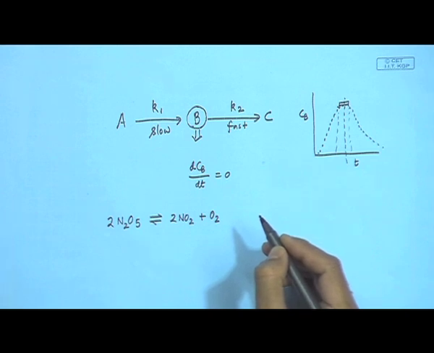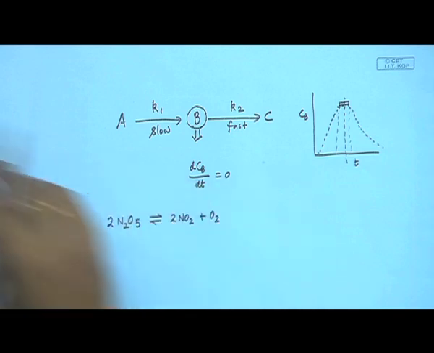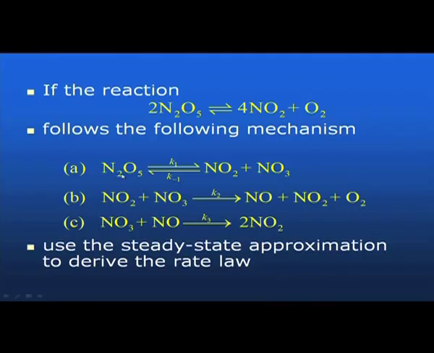So, it follows the following mechanism. The first step is that N2O5 is in equilibrium with NO2 plus NO3, then NO2 plus NO3 with K2 gives rise to NO plus NO2 plus O2, then NO3 plus NO gives you NO2. So, we have to employ the concept of steady state approximation for two species to find out the overall rate law.